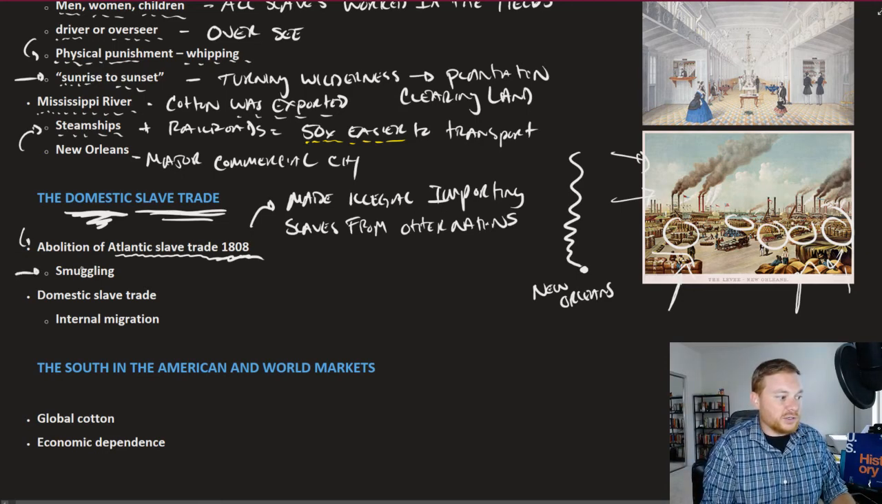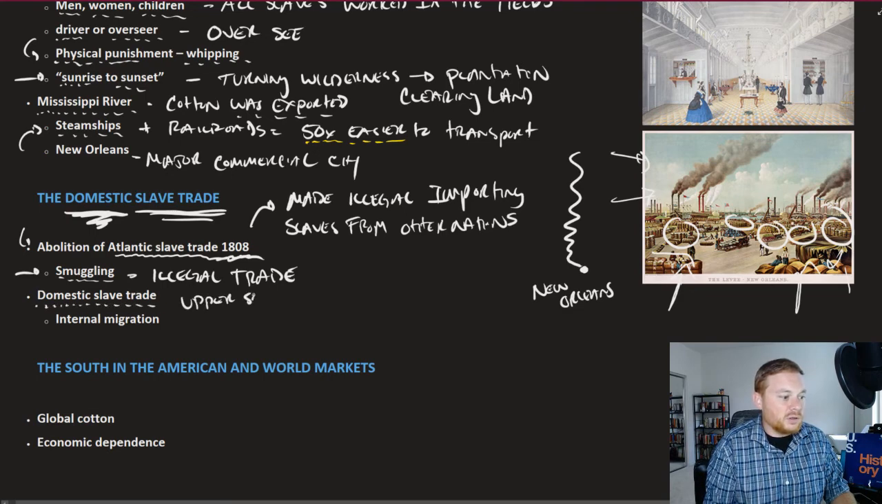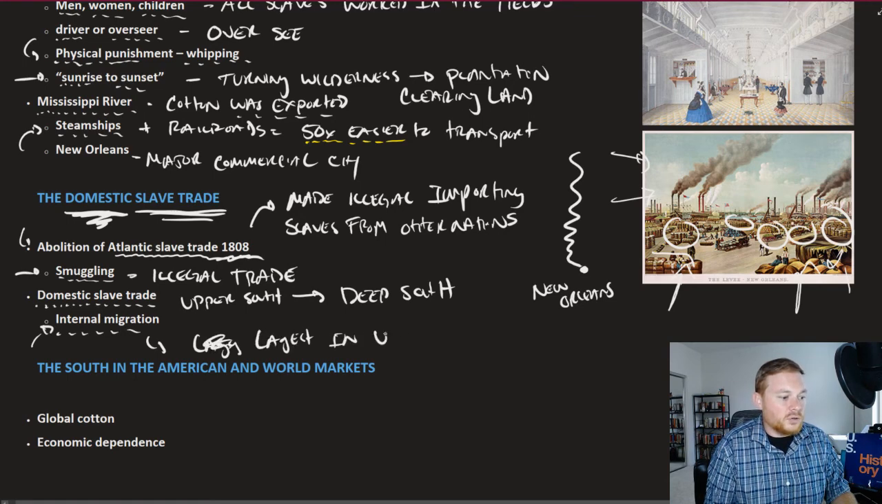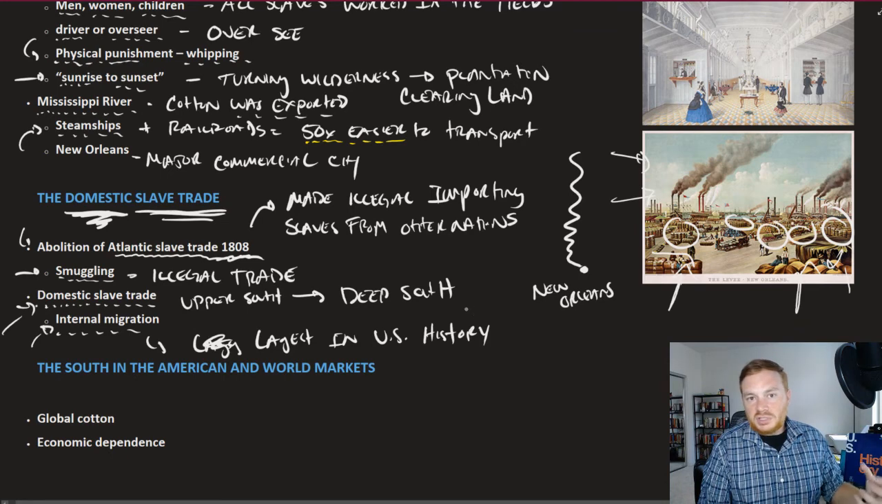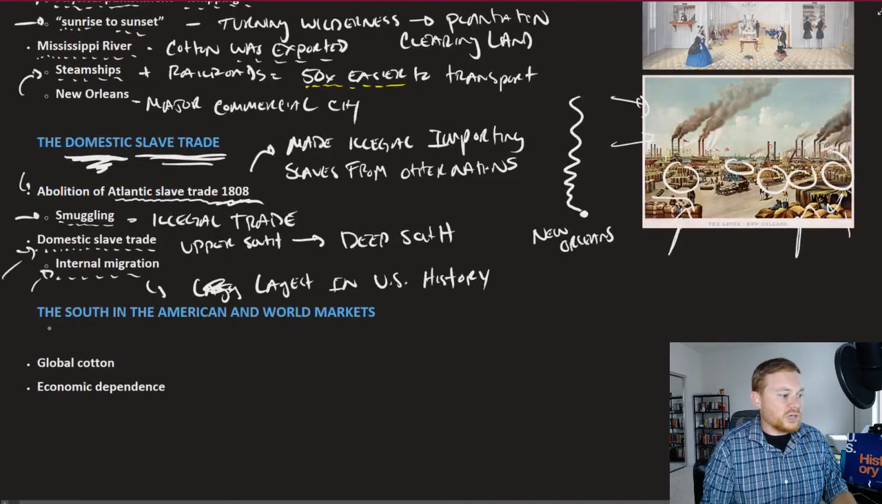That's not to say that smuggling didn't occur, because even though it was technically illegal, you still did have some degree of smuggling. Smuggling is illegal trade. But for the most part, the buying and selling was through this domestic slave trade, again, from the upper South, where families were sold, to the deep South, where they ended up. And this amounted to an internal migration that was one of the largest in U.S. history. And this slave trade had an incredibly devastating impact on slaves and slave families themselves.